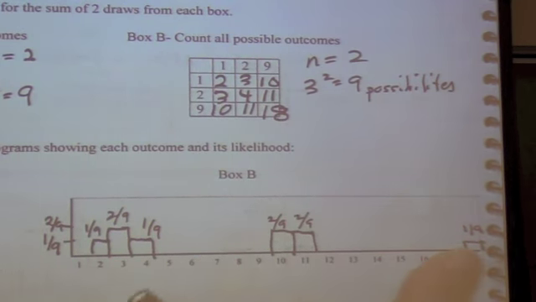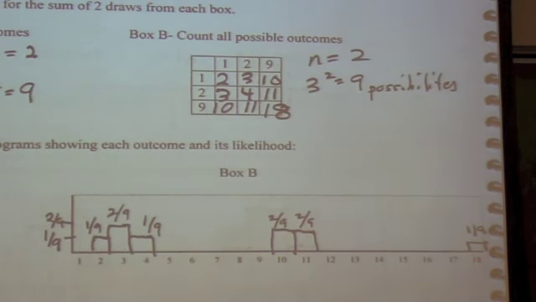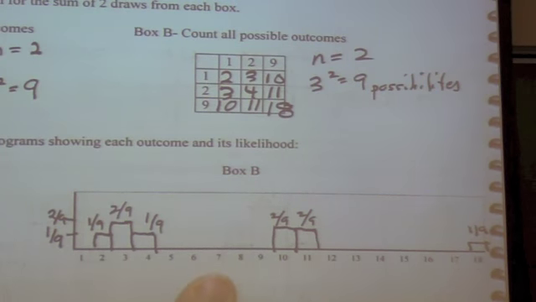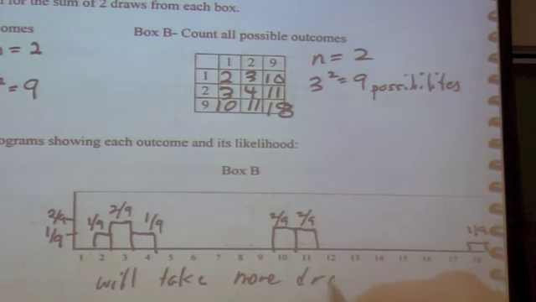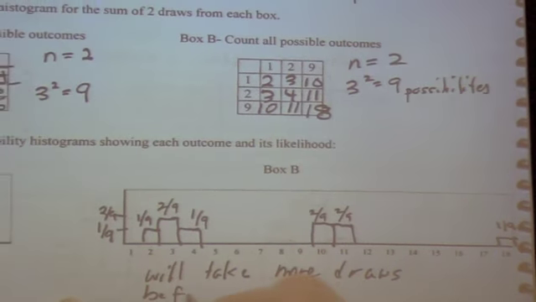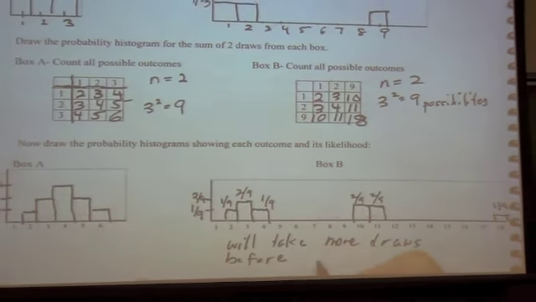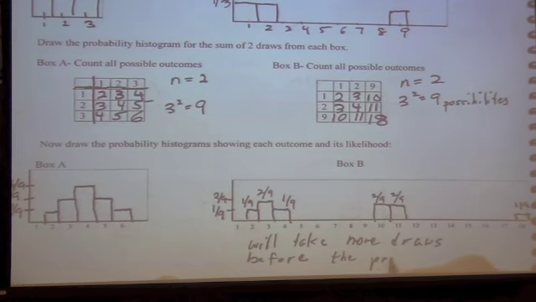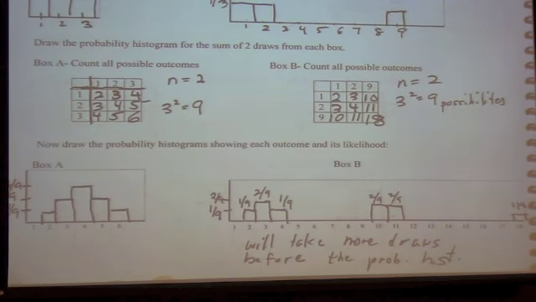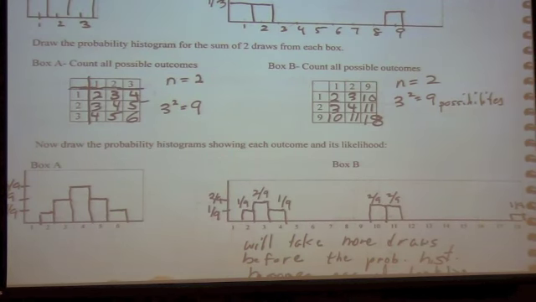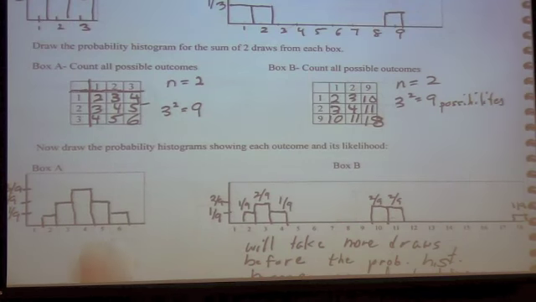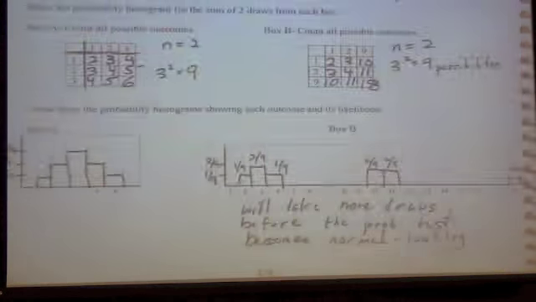But you can see that this becomes normal much sooner from this box. And this one will take more draws before the probability histogram begins to look normal. Whereas this one, look, it's almost normal already. Okay? You got it?